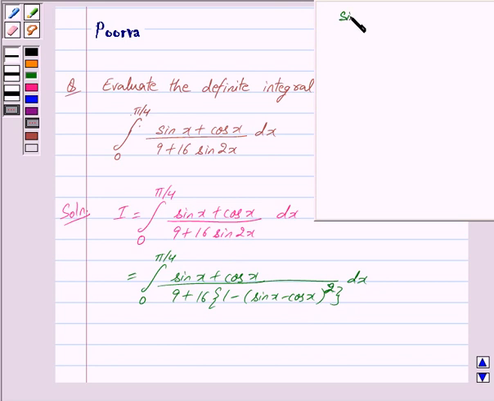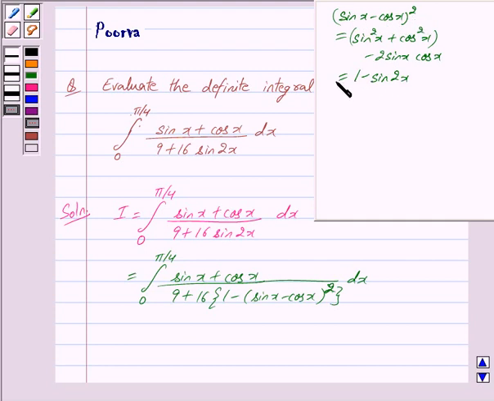Now (sin x minus cos x) whole square can be written as sin square x plus cos square x minus 2 into sin x into cos x, right? By applying the formula of (a minus b) whole square, which is equal to a square plus b square minus 2 into a into b. Now we know that sin square x plus cos square x is equal to 1, so we get 1 minus, and 2 sin x cos x is equal to sin 2x.